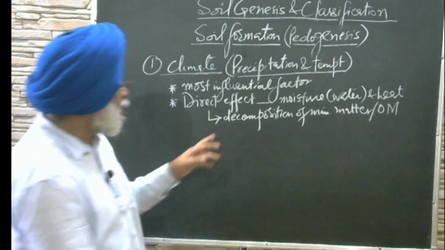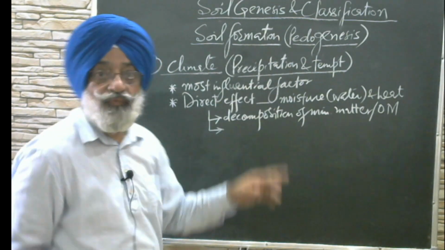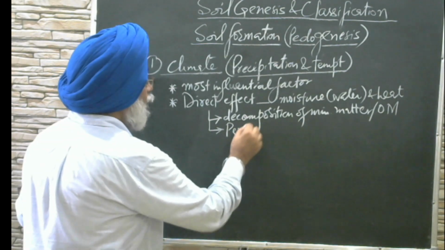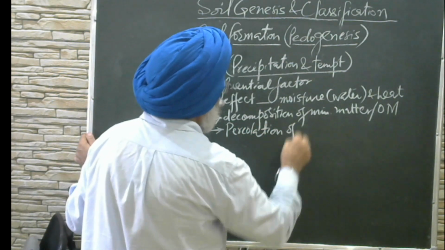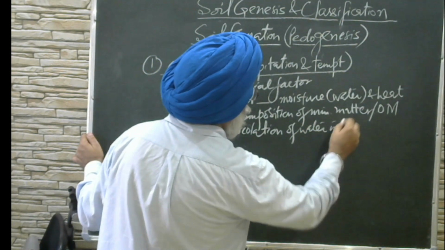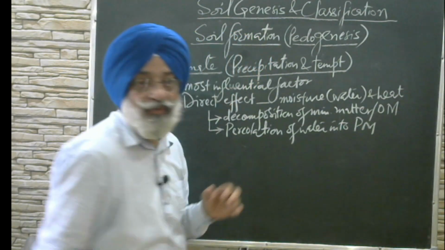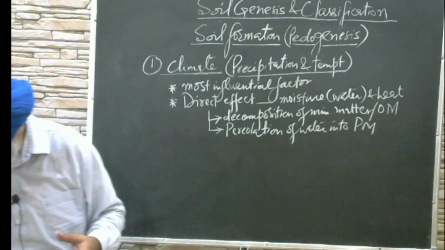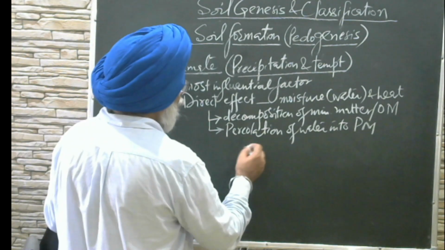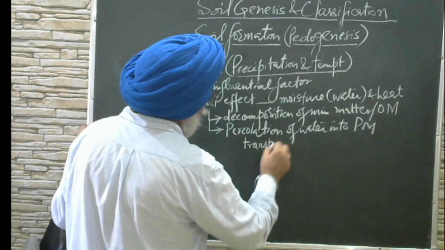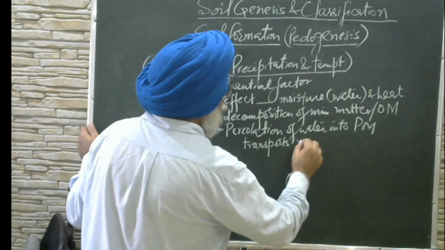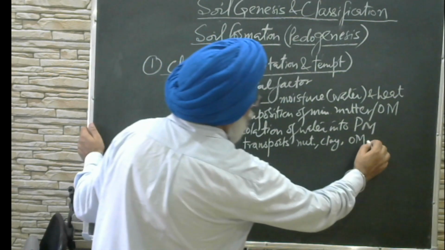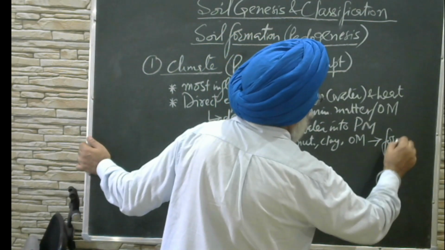So the minerals are decomposed, number one. Number two, because precipitation gives us water, the water percolates down into the parent material. When water percolates, it takes along with it some nutrients, clay, and other things. This percolation process transports nutrients, clay, and organic matter, which ultimately leads to the formation of horizons.